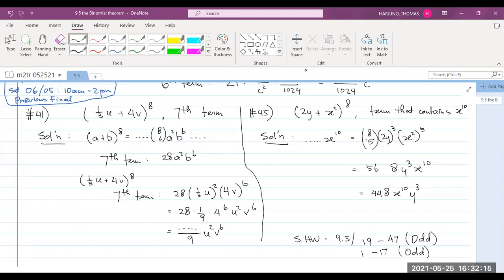The last question is the 6 terms. Yes, you can say it that way. You can say it's the 6th term. Yeah, you can say it's the 6th term for the last one.